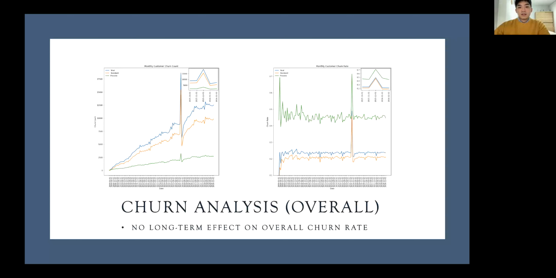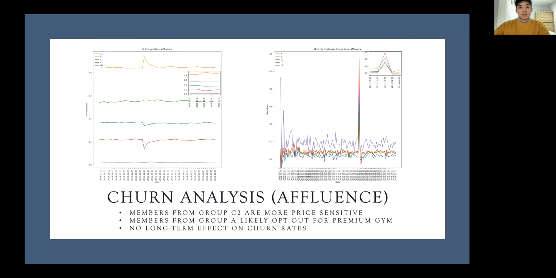Next, let's take a look at the impact of price change on different affluence groups. We can see that members from group C2 and DE are very sensitive to the price change. However, they only account for less than 15% of our total members. Another interesting finding is that members from Group A have a lower average churn rate.